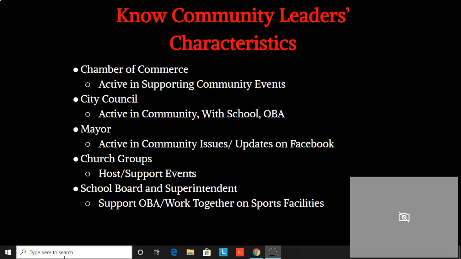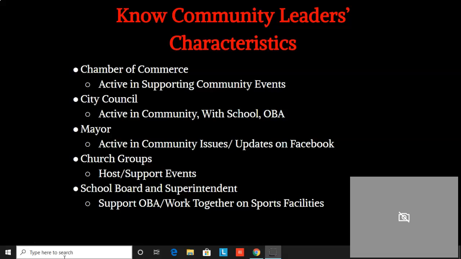They work well with the school and with the Oskaloosa Ball Association, so that way we can kind of pool some of our funds together to improve facilities and things like that. The mayor is also active in the community with some of those issues as well. He's really good about posting updates on Facebook about what's going on in the community.